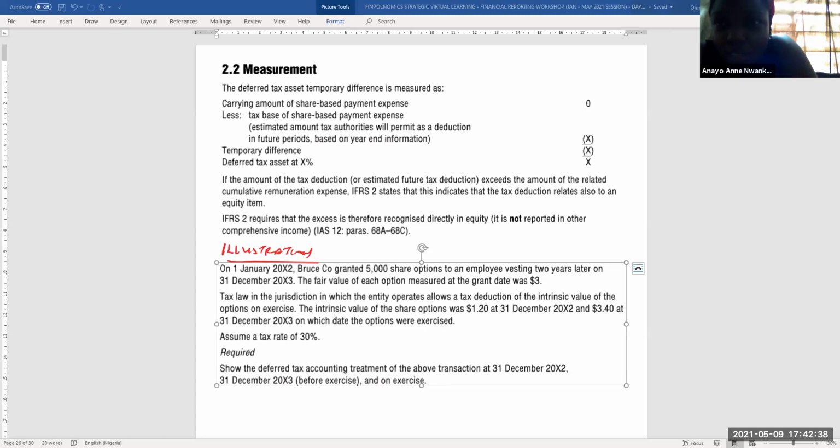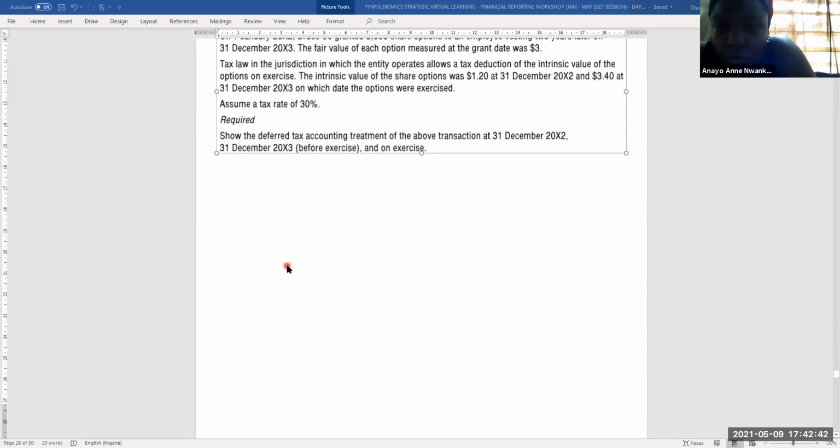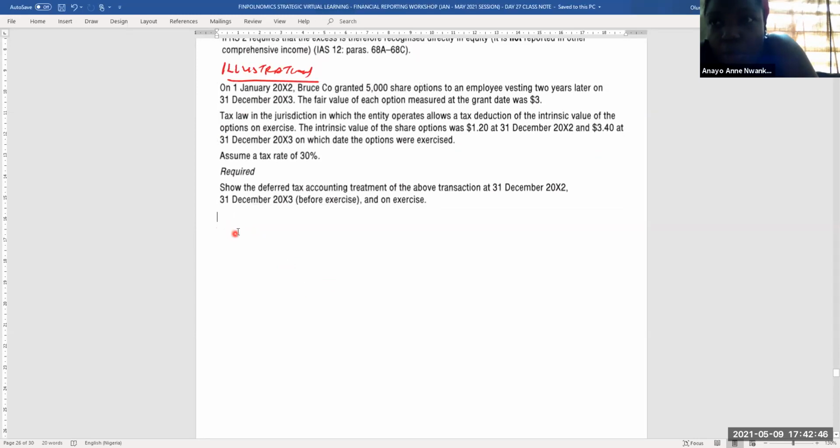Illustration. On 1st January 20x2, Bruce Co. granted 5,000 share options to an employee, vesting 2 years later on 31 December 20x3. The fair value of each option measured at the grant date was $3. Tax law in the jurisdiction in which the entity operates allows a tax deduction of the intrinsic value of the options on exercise. The intrinsic value of the share options was $1.02 at 31 December 20x2 and $3.40 at 31 December 20x3, on which date the options were exercised.